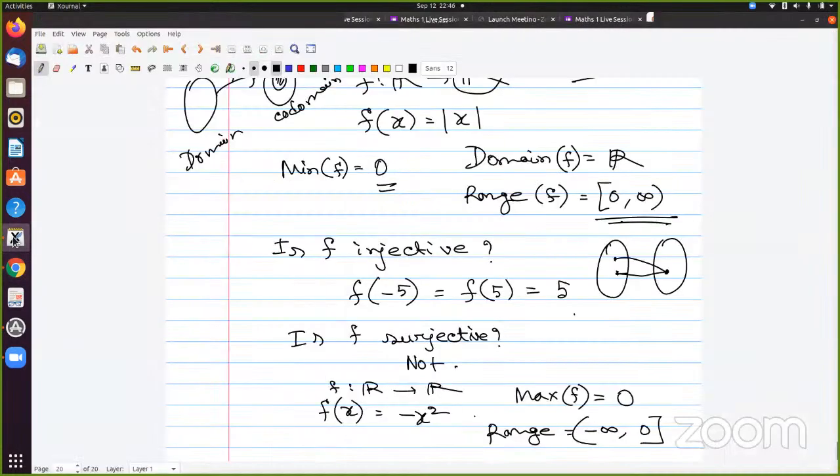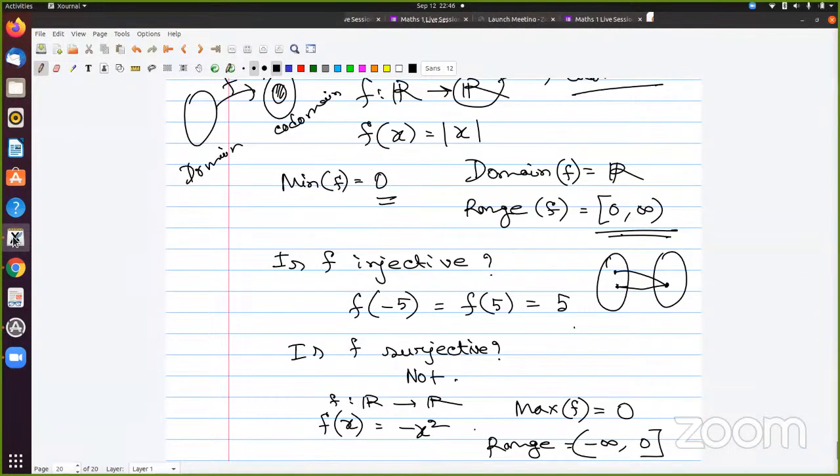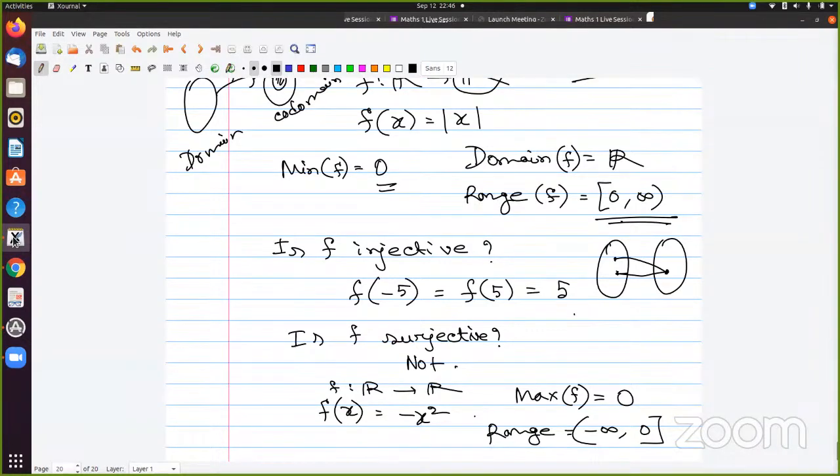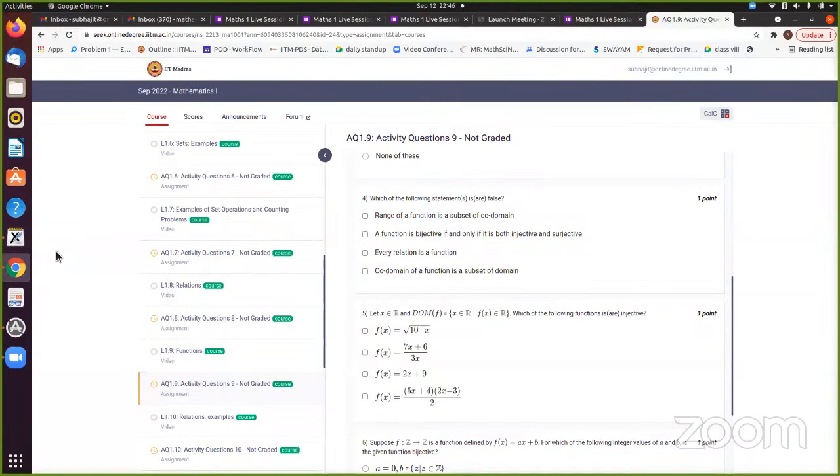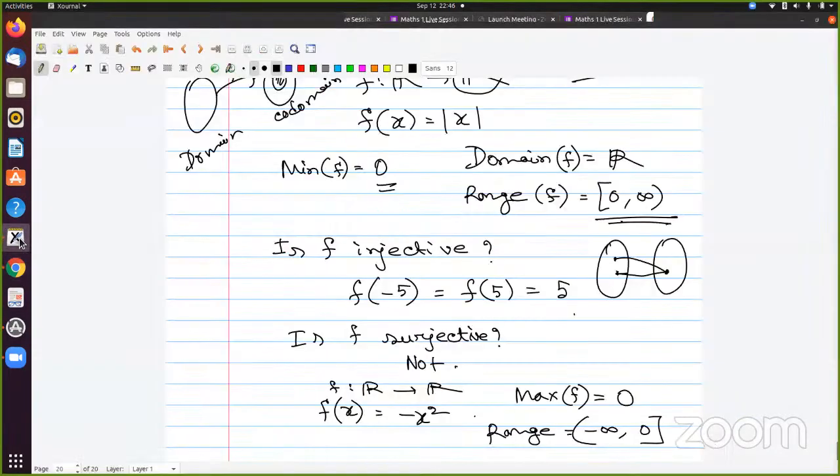So when we are talking about injectivity and surjectivity, we are talking inside the domain. The domain is already there. The function is defined, that is what we have assumed. Now we are checking injectivity and surjectivity. The input we are taking is coming from the domain. We don't need to go outside the domain.